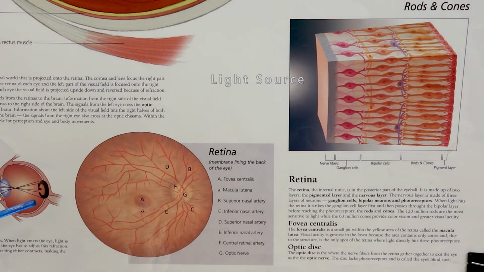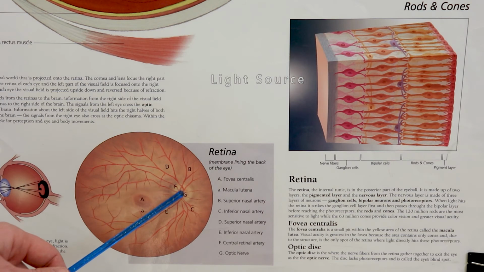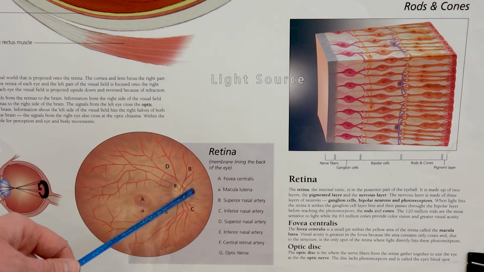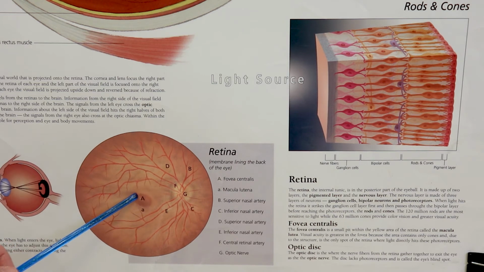Here we've got two different views. We've got this view as if you're looking through the pupil at the back of the retina. So here we can see the optic disc, which is where all of the blood vessels enter and exit the eye, and where the optic nerve leaves the eye. And right over here we can see this darker spot. This is the macula lutea.